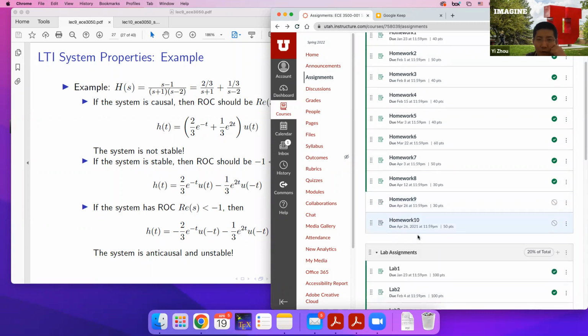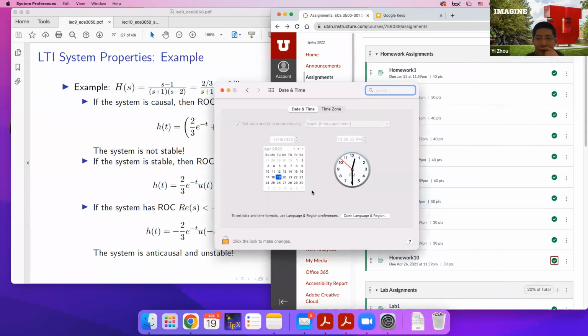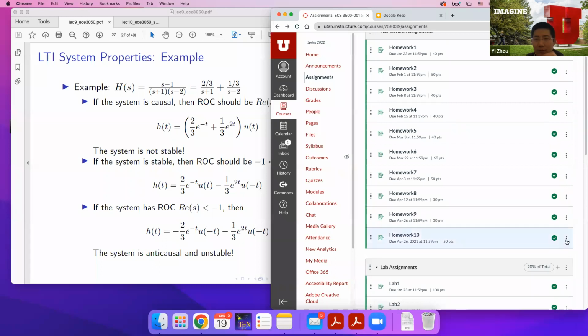I'm not sure how many of you have finished homework 9, but let me just publish it. I can finish lecture 9 today, so next Tuesday homework 9, homework 10. Let me set up a due date. If homework 9 is due on the 26th, the semester ends on the 27th.